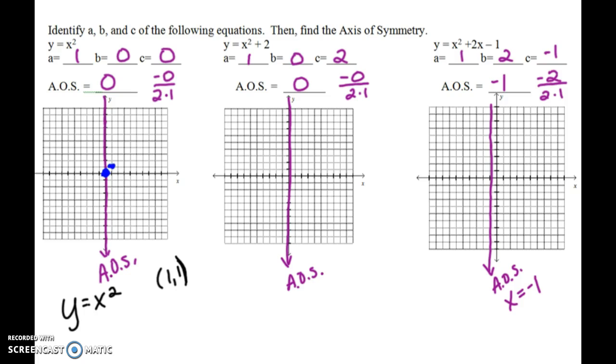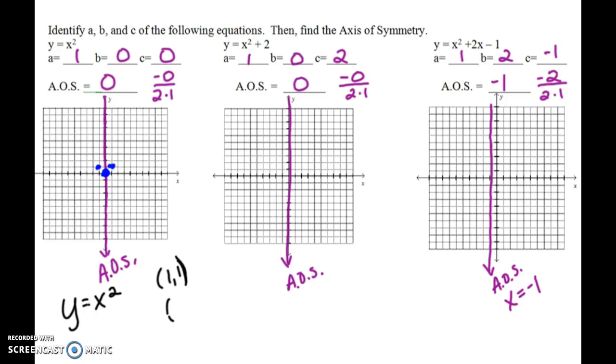Since I have an axis of symmetry, I'm going to use it. So 1 unit to the right of the axis is my point. I'm going to go 1 unit to the left of the axis and put another point. So basically you plot it and then you reflect it. Let's find one more point.